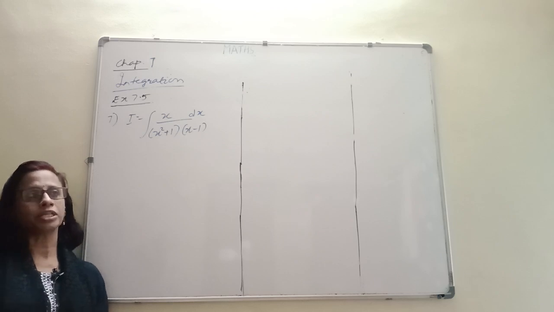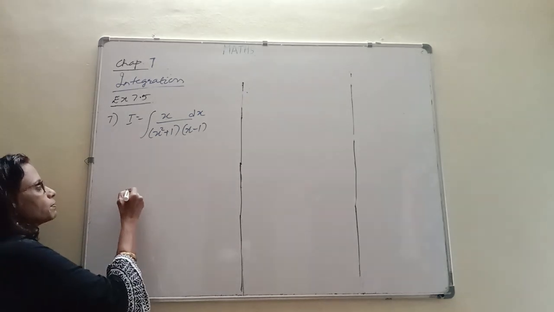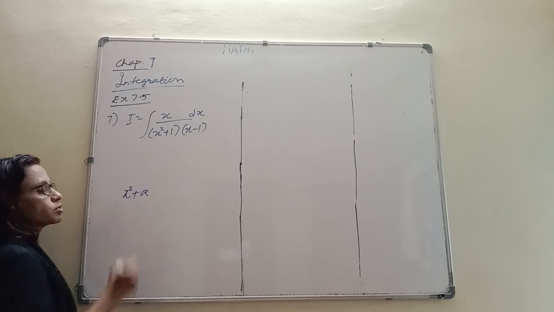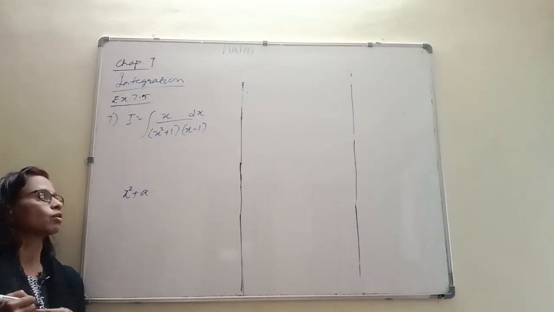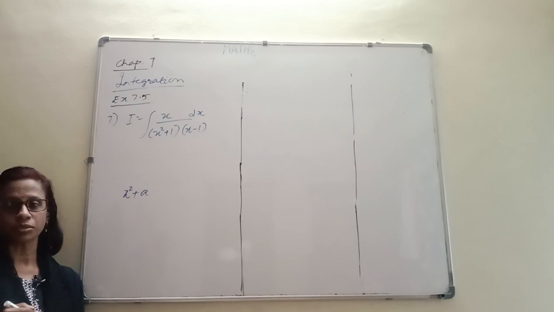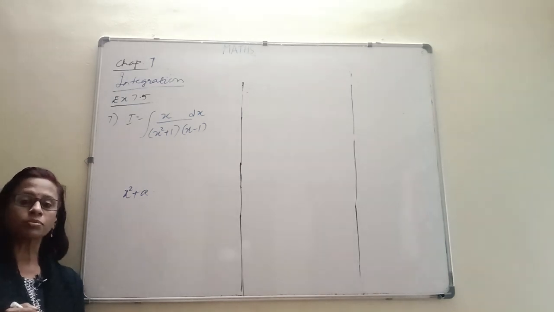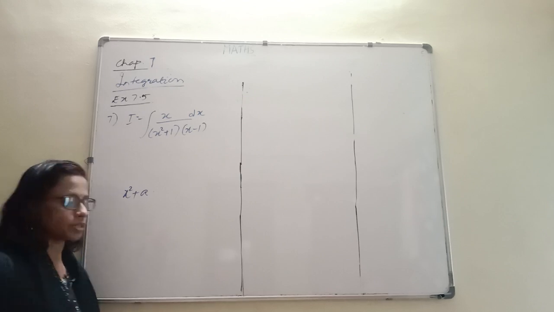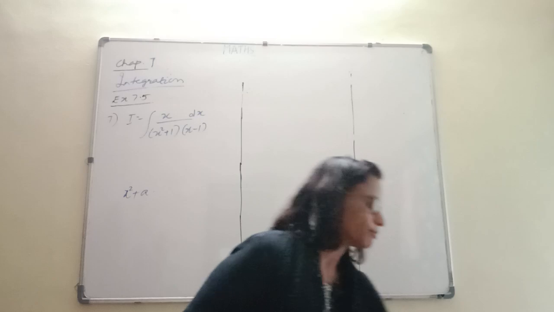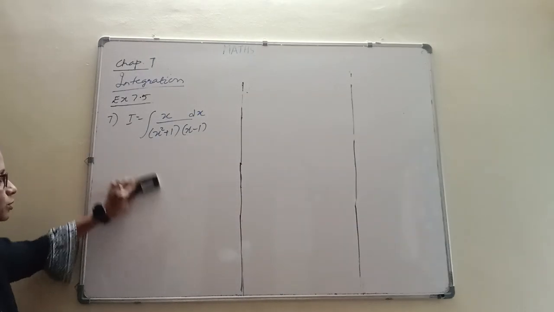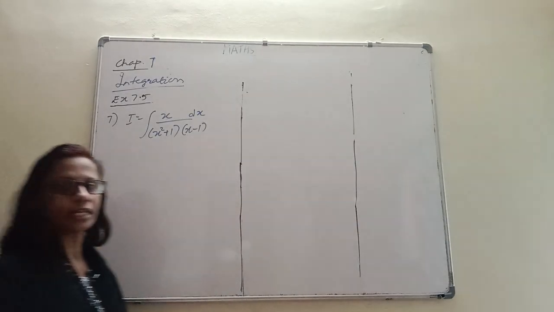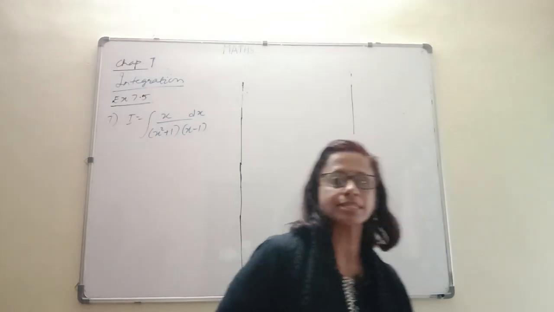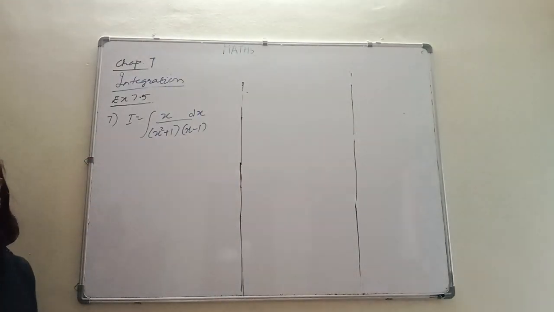Any expression of the type x squared plus a, where a is a positive integer, will always be irreducible in real numbers. So here x squared plus 1 is irreducible. Whenever you have such irreducible quadratics in the denominator, a different kind of substitution has to be applied. We'll apply that substitution and do the problem after having applied that. As I told you, doing it right in the beginning would be a little confusing, so as the case comes, we will see it.